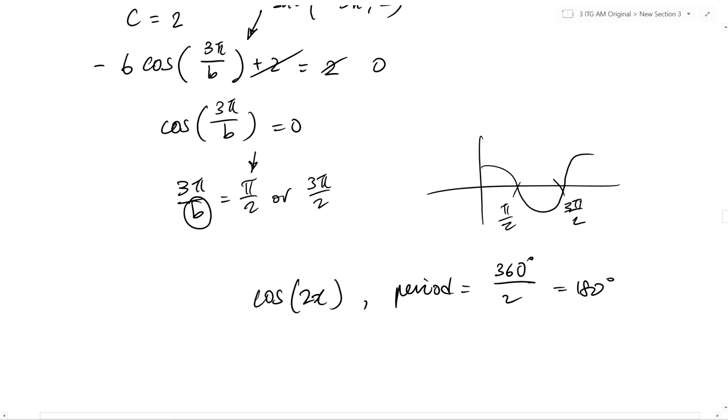Therefore, you go and evaluate. B will have two answers: 2 over 3, which is rejected, or 2. This will be our value of b. The answer in your answer series gave it as 3 over 2. It is wrong.